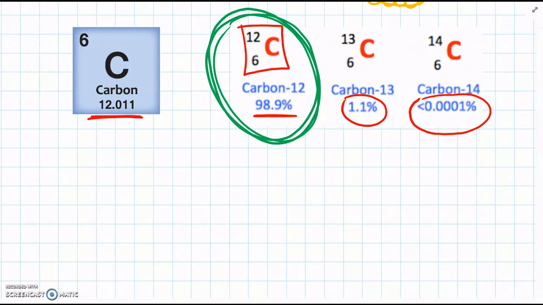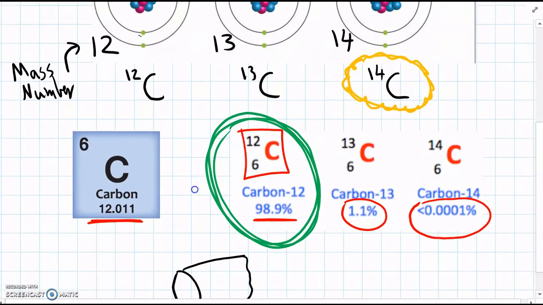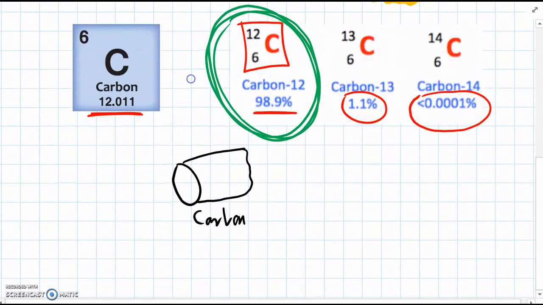Which means if we have a chunk of carbon, and it might be the carbon in our lead pencil, because that's what we use to write with now, since there's no longer lead in pencils. We've got our chunk of carbon. That means nearly all those atoms are carbon-12. There are a few carbon-13s and barely any carbon-14s.